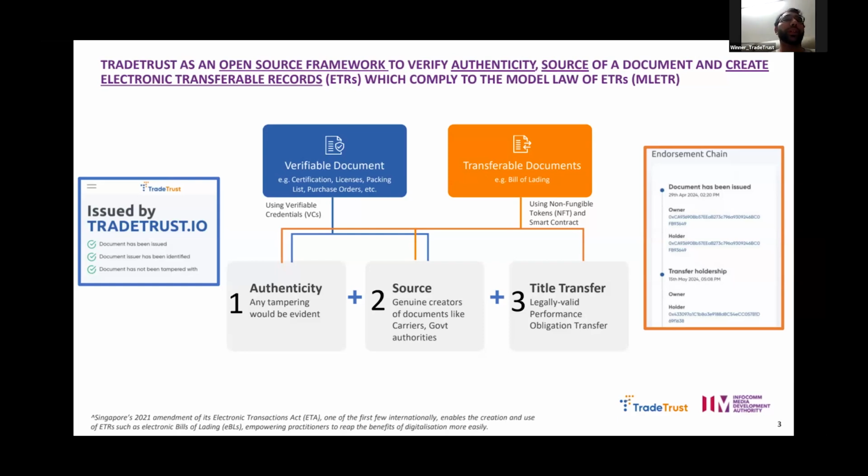And for the second class of documents, transferable documents, your examples are negotiable instruments such as your bill of lading, your bill of exchange. We use NFTs and smart contracts to ensure that you're able to verify independently and ensure that the title ownership passes from one hand to the next.